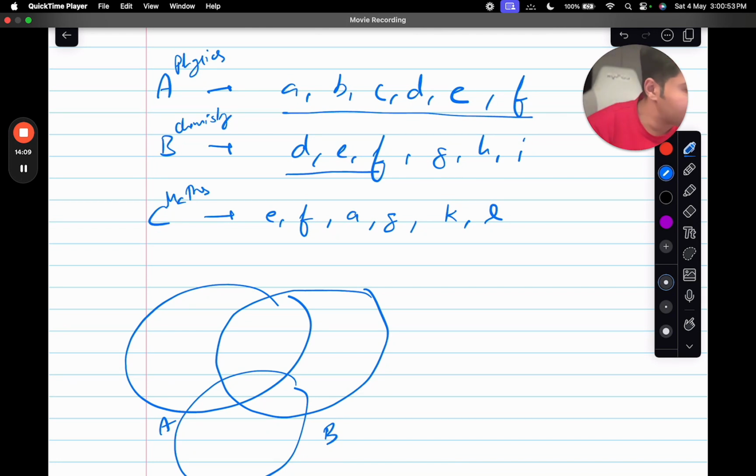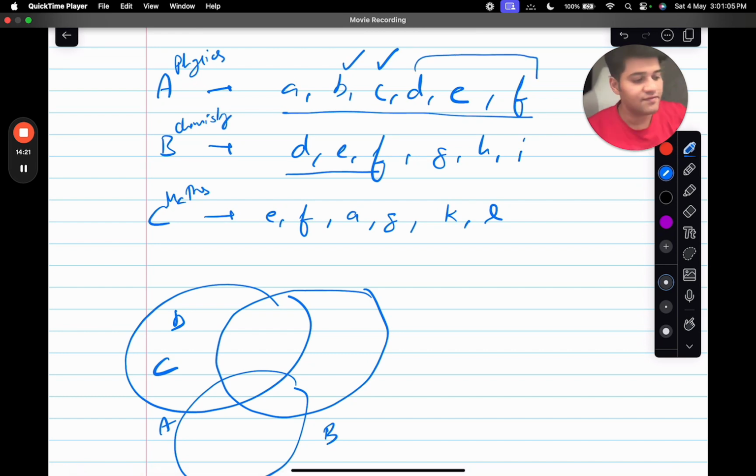I think the only people part of A are B and C here, which is not part of any other set. So B and C is picked. Okay. Now I would pick D, E, F. D, E, F is a part of B as well as A. So I would have to put it strategically.